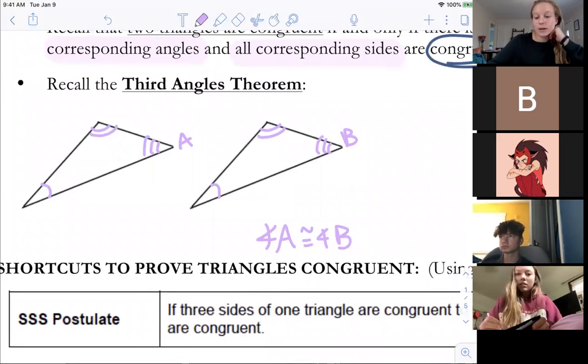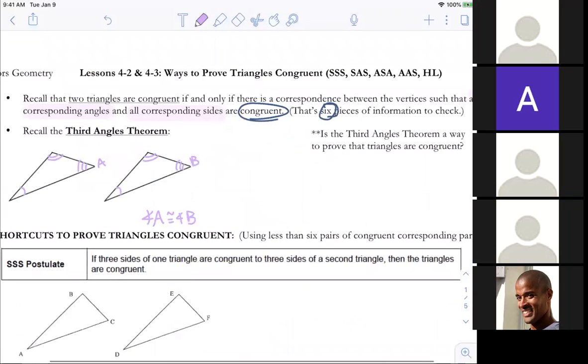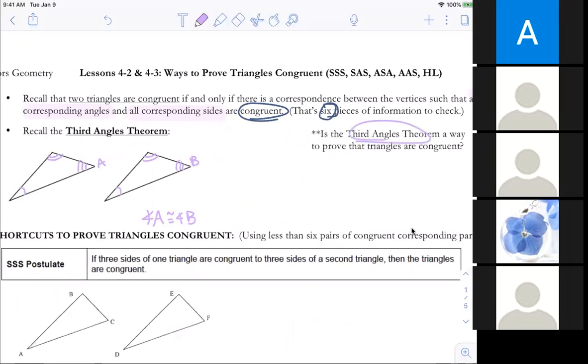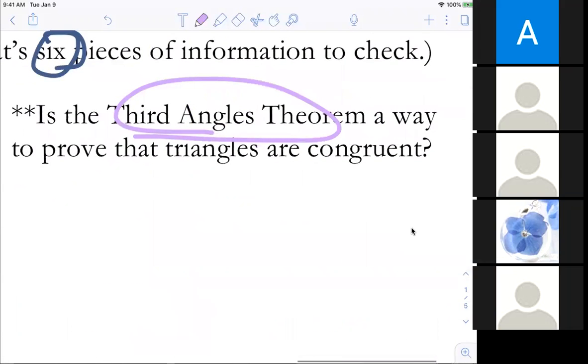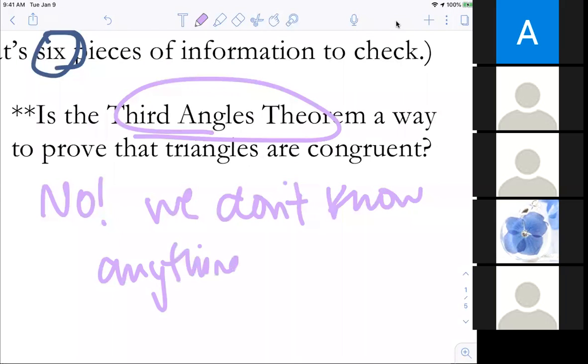The reason we're remembering that is because I want to know if having all 3 angles congruent, if doing third angle theorem proves my triangles are congruent. Now, we did a ton of examples on this the other day, so I'm not going to spend a lot of time proving this. If you don't trust me or if you don't remember, go back to your notes. But basically, we have 3 angles that are congruent. There's no way to prove that the 2 triangles are congruent, because we don't know anything about the side lengths.